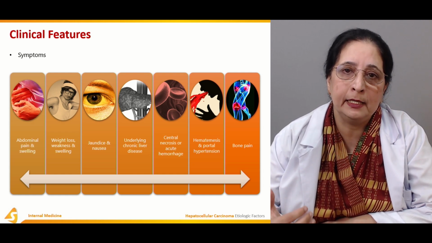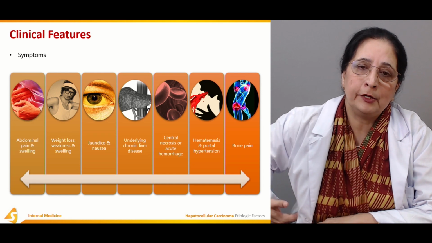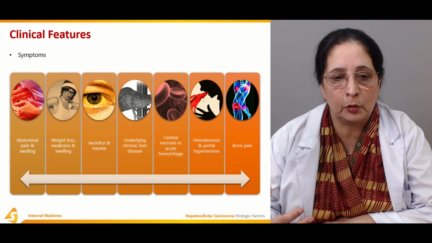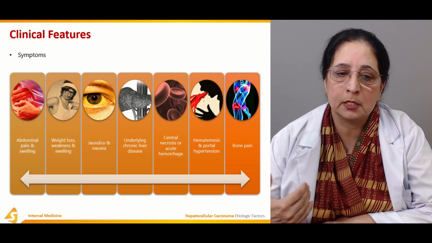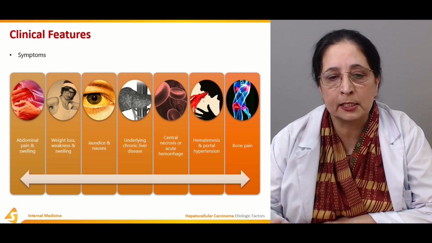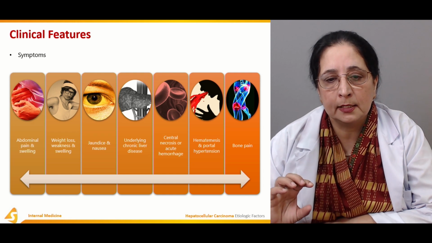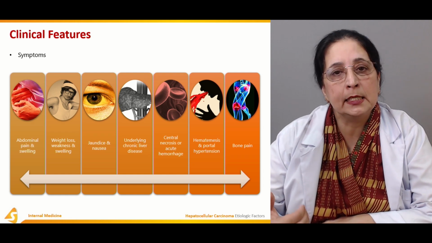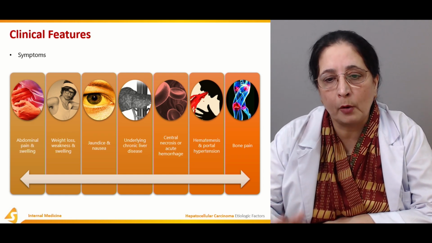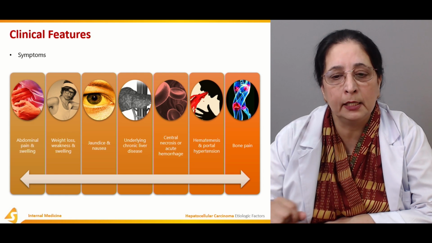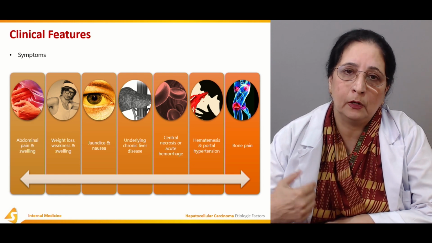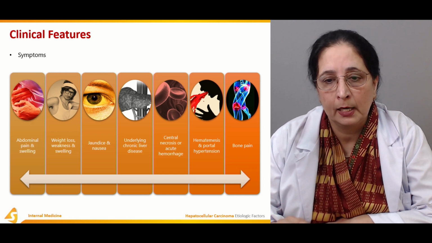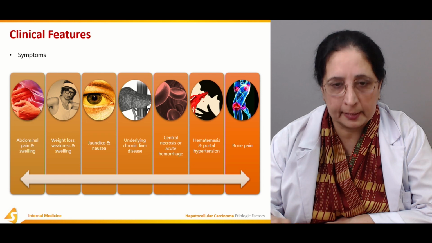There is pain in the abdomen and swelling in the right hypochondrium and the upper quadrant of the abdomen. There is weight loss, nausea, weakness, swelling, and jaundice is also present. Hematemesis is blood in the vomit, and it is present because of portal hypertension and increased pressure. Bone pain is also present.